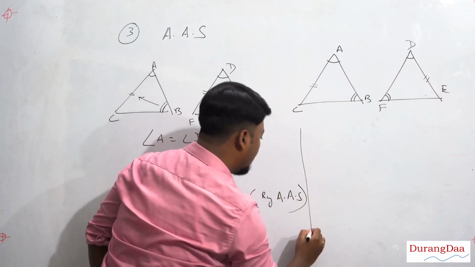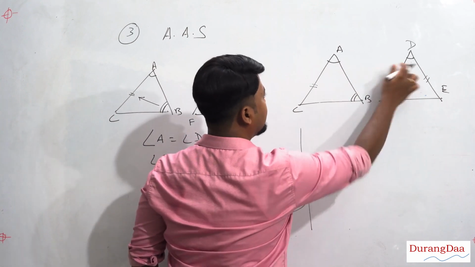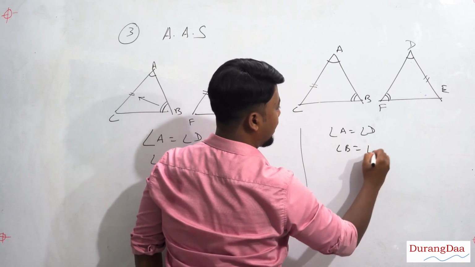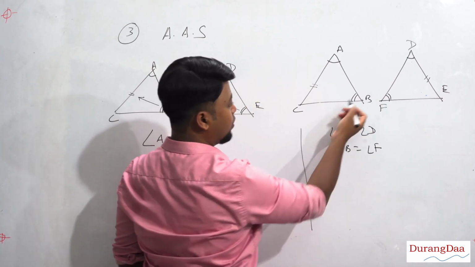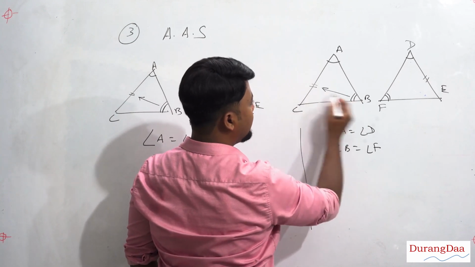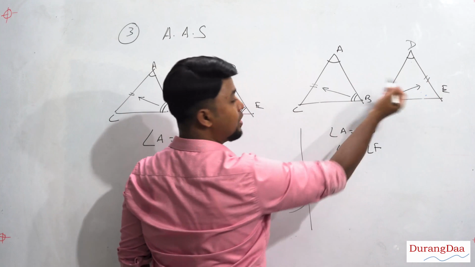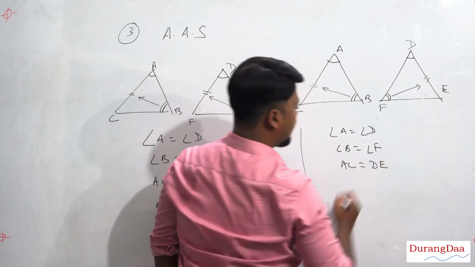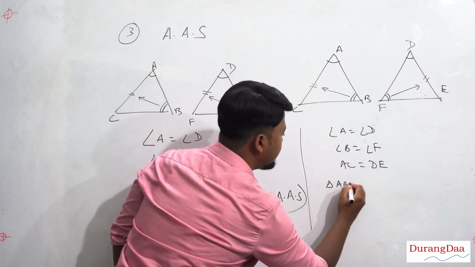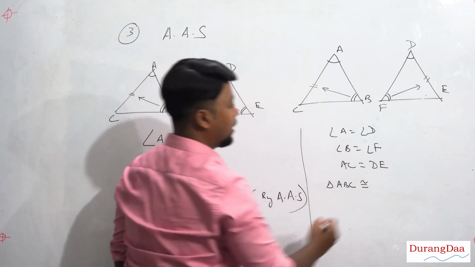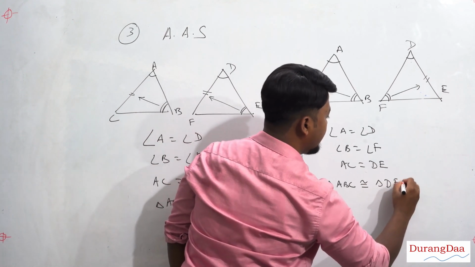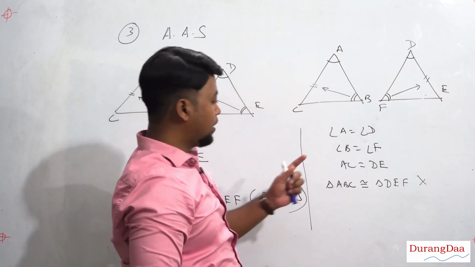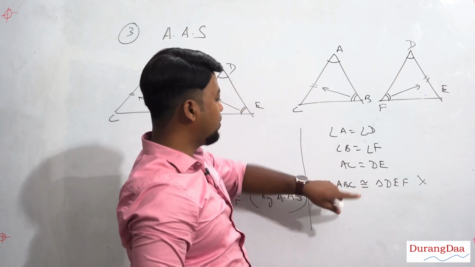Now, to prove them congruent, pick up the equal angles. Angle A equals angle D, angle B equals angle F, no problem, it is given, and you also check the corresponding sides. Opposite to angle B and opposite to angle F, we are having the equal sides. So, AC equals DE. So, triangle ABC is congruent to triangle DEF. If you write it this way, this would be wrong.